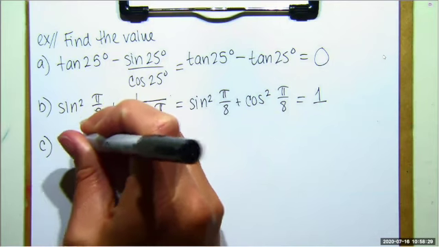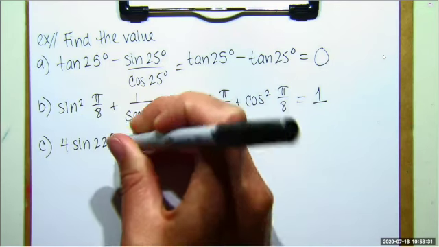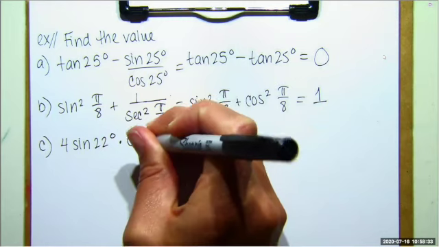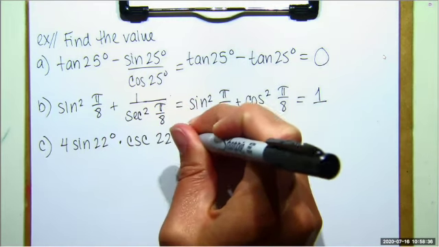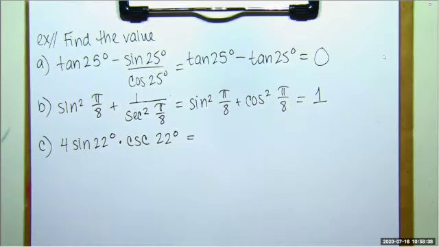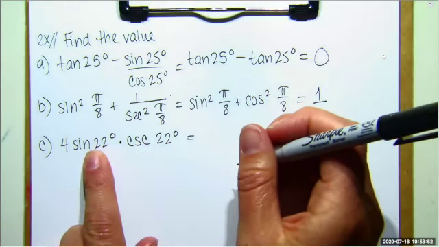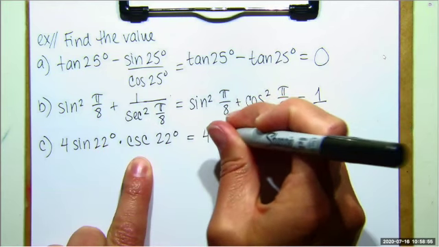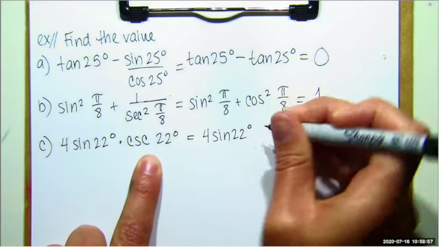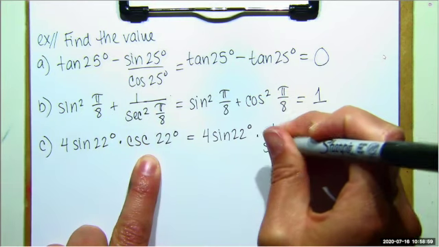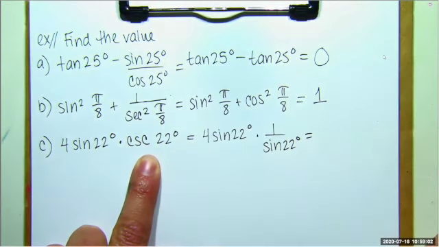How about 4 times sine of 22 degrees times cosecant of 22 degrees? So again, your first thought might be to actually try and evaluate sine of 22, and you'll see really quickly that's not a triangle we know how to do. So we have some identities, we've learned some properties in this section that we can use to simplify things. So cosecant is the reciprocal of sine. So the first thing I'm going to do is rewrite cosecant as 1 over sine of 22.